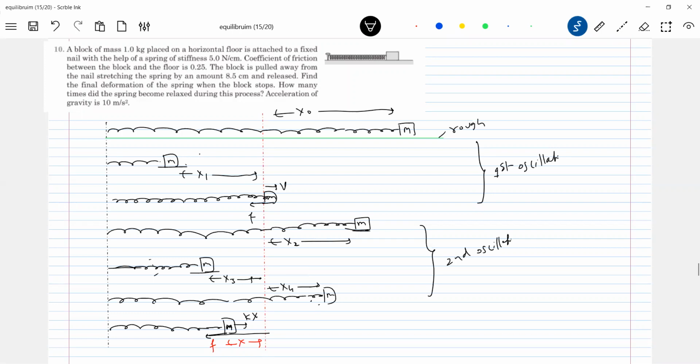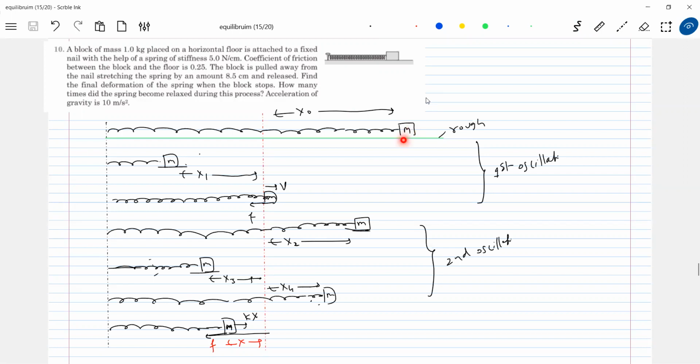Surface smooth, okay, there's another thing. If the surface is smooth, it will continuously oscillate, nothing to do. Don't get deviated. Just focus on the problem, what I'm telling. Okay, first oscillation, then a second oscillation. I'll ask you one simplest question. What will happen to the decrease in energy in every cycle?